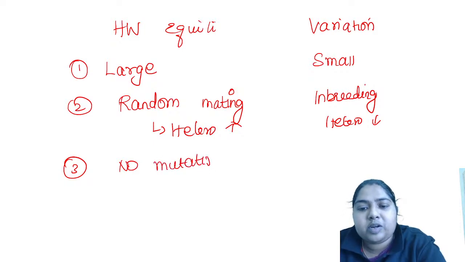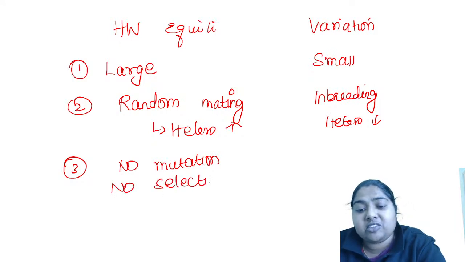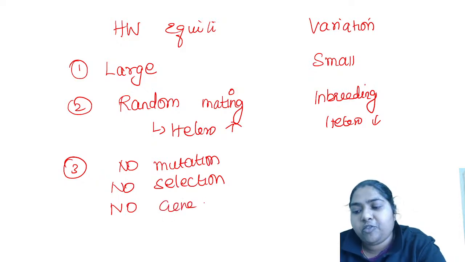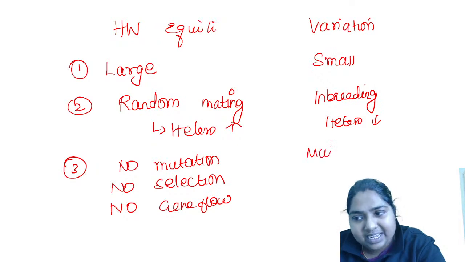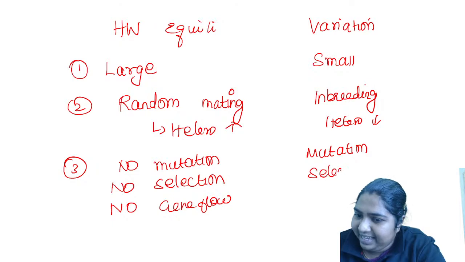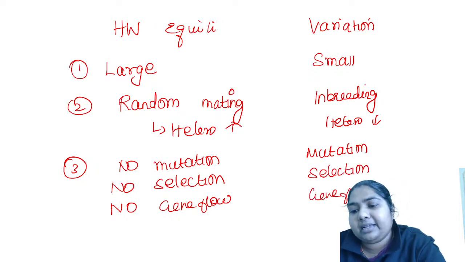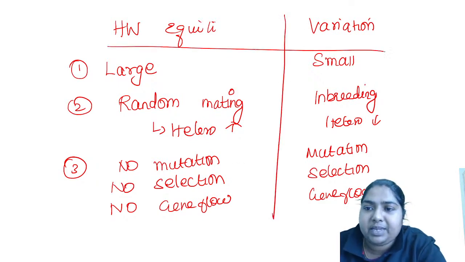Yes, there won't be any selection. There is no mutation, there is no selection, and there is going to be no gene flow. Here, everything is happening: mutation is happening, no selection is happening, and gene flow is also happening. So this all will lead to variation, and this all will lead to equilibrium.